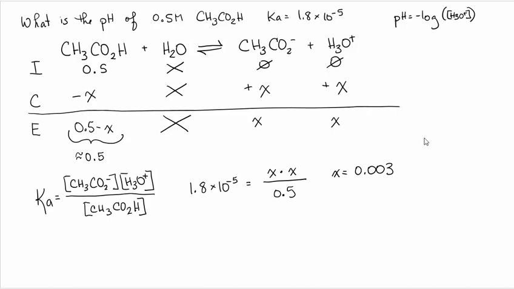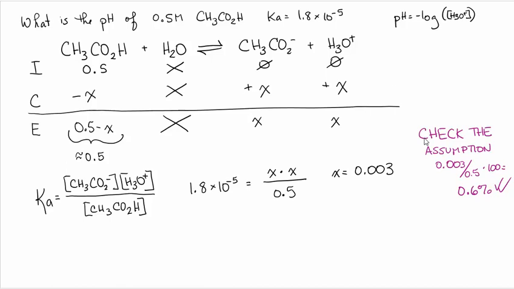Check the assumption before you go further. Checking the assumption means we're going to put 0.003 divided by 0.5 times 100. If it's less than 5%, then the assumption is valid, and we can continue on. If it's more than 5%, we would need to use the quadratic equation. It's 0.6%, so check, check. Our assumption is valid.